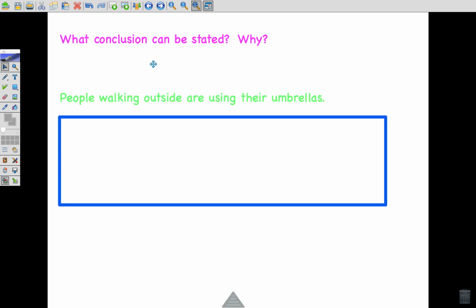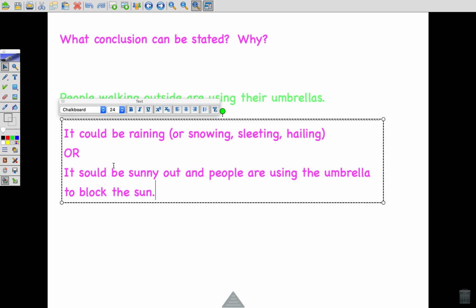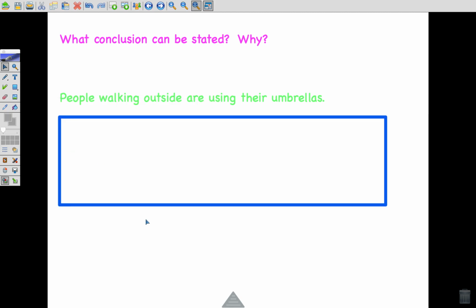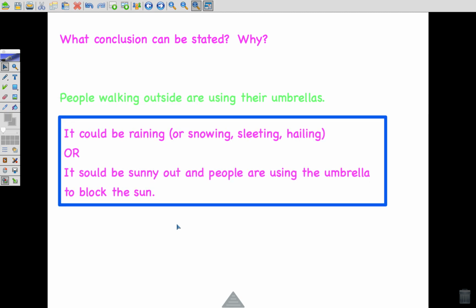All right, so let's look. We have a statement: people walking outside are using their umbrellas. Well, what conclusion can be stated and why? So give it a few minutes of thought, or pause the video if you want to before you reach the answer. And let's look. Well, it could be raining outside, or it could be snowing or sleeting or hailing, or it could be sunny out and people are using the umbrella to block the sun.